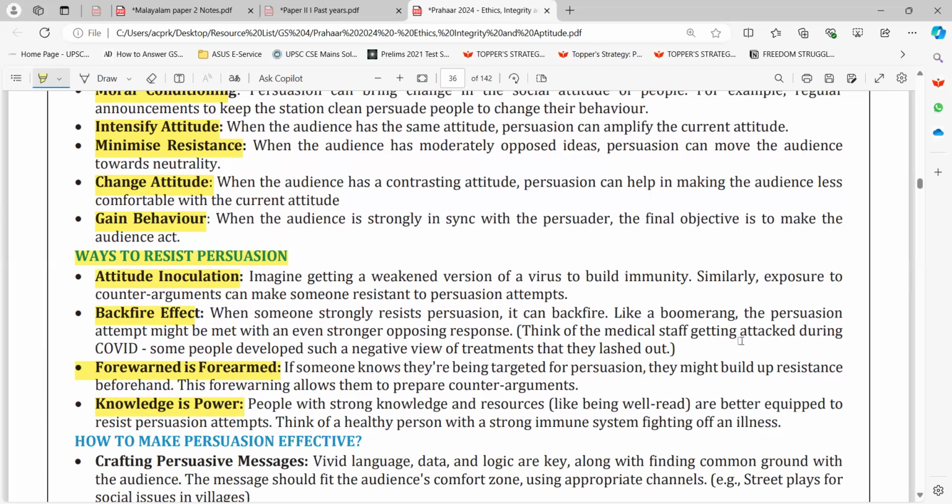Think of the medical staff getting attacked during COVID. Some people developed such a negative view of treatments that they lashed out. Forewarned is forearmed. If someone knows they are being targeted for persuasion, they might build up resistance beforehand. This forewarning allows them to prepare counter arguments. Knowledge is power. People with strong knowledge and resources, like being well read, are better equipped to resist persuasion attempts. Think of a healthy person with a strong immune system fighting off an illness.